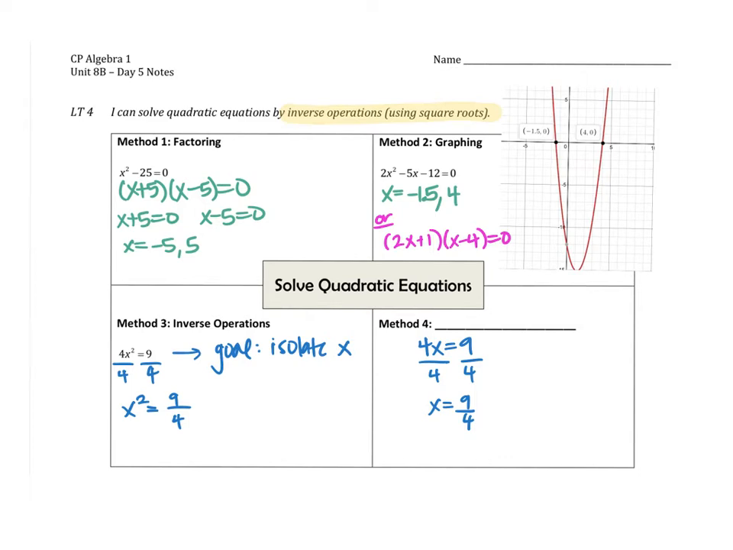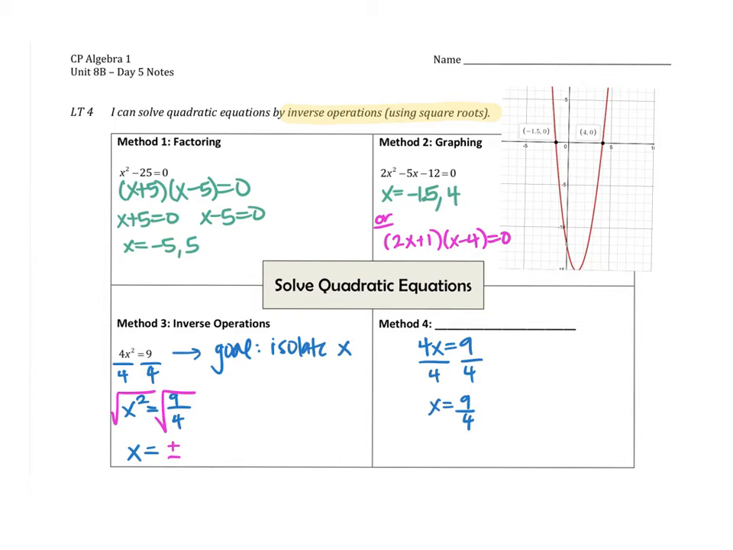So what's the inverse operation of squaring something? That's taking the square root. So we're going to take the square root of both sides. So x equals, and the important piece is remembering that when we take the square root of a quadratic, we have two solutions, and we get those two solutions by adding a plus or a minus sign.